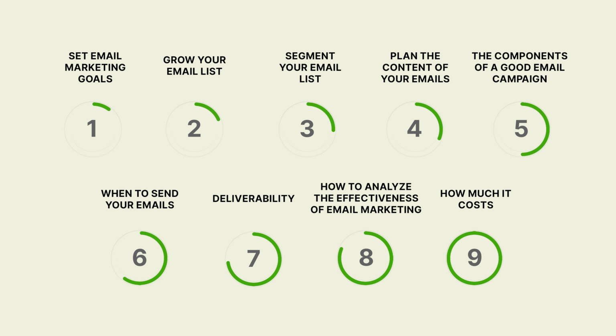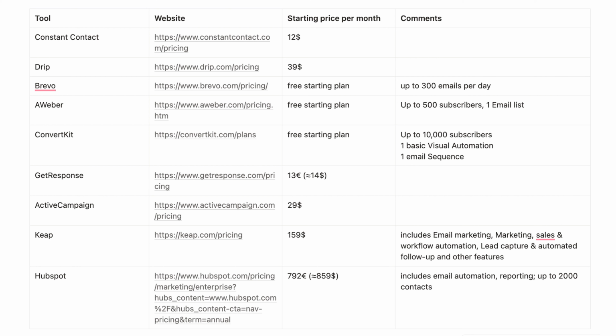How much does email marketing cost? I've made a breakdown of the most popular email marketing tools, and here's what we can see. The most expensive tool listed here is HubSpot, which starts at around $900 per month. On the other hand, Brevo, Aweber, and ConvertKit offer free starting plans. However, for example, Brevo's free plan has limitations, and Aweber's free plan includes only up to 500 subscribers and just one email list. I wouldn't go for HubSpot at the beginning as it might be too advanced for you.